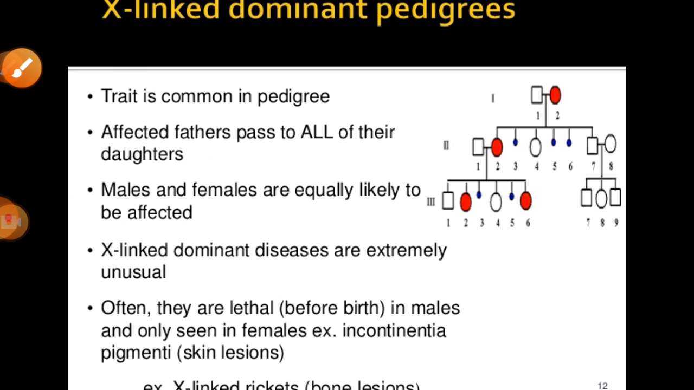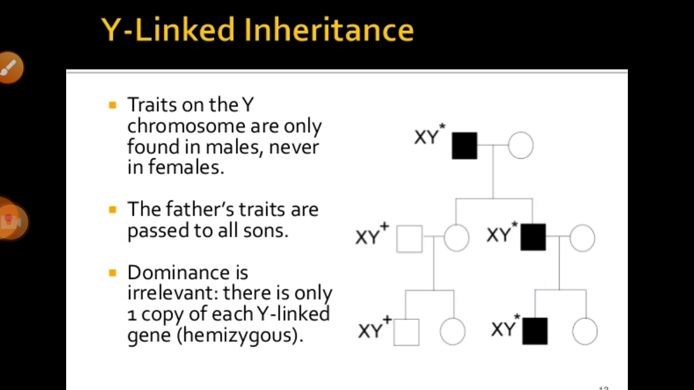If we talk about the X-linked dominant pedigree, in that particular condition you can easily see through this pedigree that affected fathers pass it to all their daughters. If the father is affected, it can be passed to all their daughters, and males and females are equally likely to be affected. X-linked dominant diseases are extremely unusual, so this is not so common.